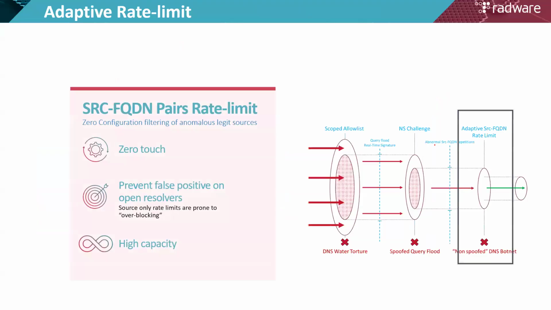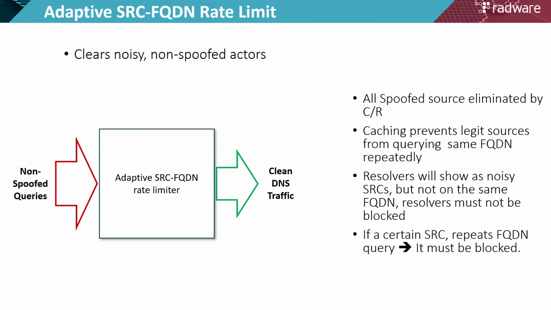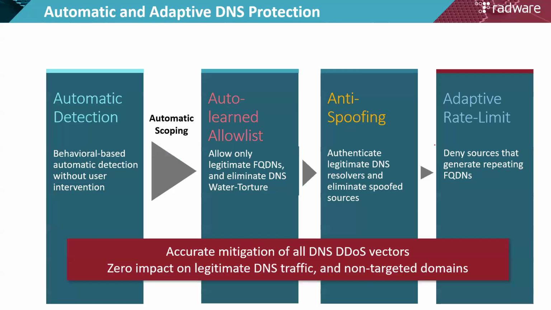Next is adaptive rate limit. So this is just rate limiting the normal sources. If these are non-spoofed sources which are coming and asking for a lot of requests for a target domain, in that case we can also perform rate limiting on those particular sources. This should be the last resort action. If none of the other functionalities work, then you can certainly do the rate limiting on those sources.